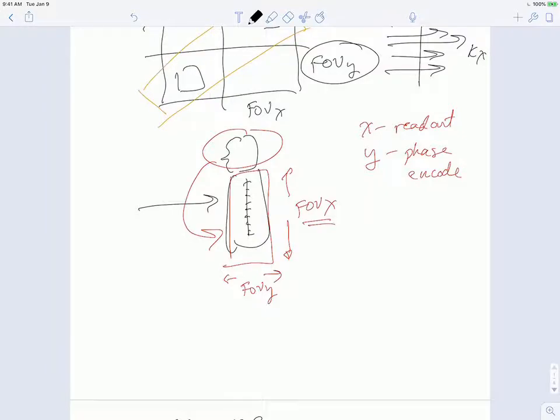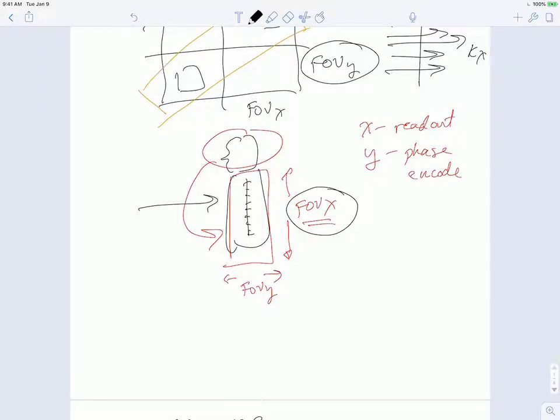Okay? And then we said, I want to make this field of view just cover the spine, but what about the head and what about the legs? Won't they alias into my image, right? Because the object is bigger than this field of view. This is my field of view, but my object goes much bigger.